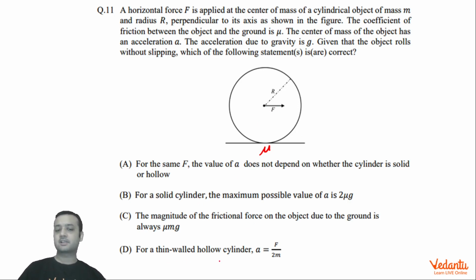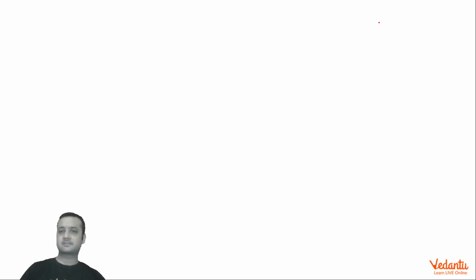And option D is for a thin walled hollow cylinder. That means for a thin walled hollow cylinder, the value of A will come out to be F by 2m. That is all. This is all what we have to find. Let's write the basic equations.